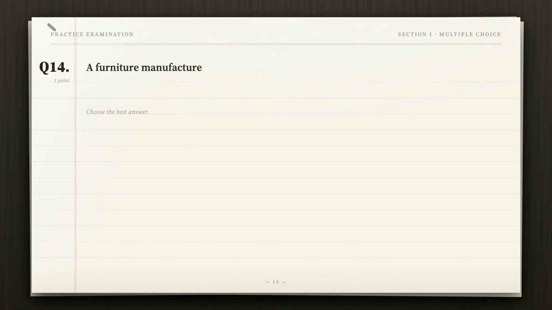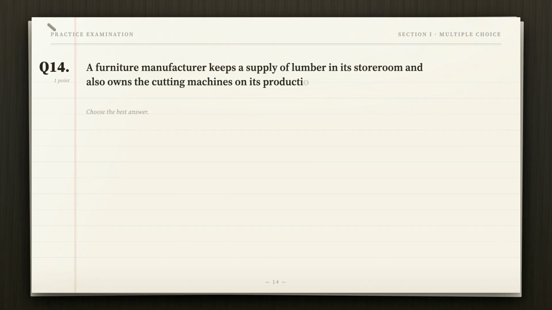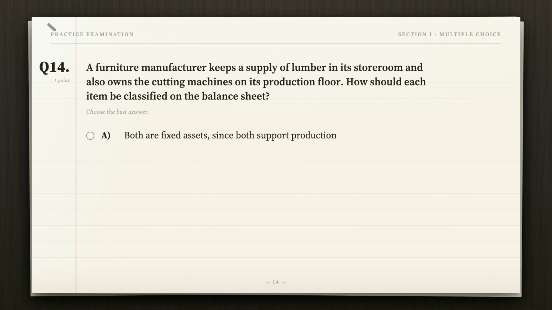Question 14. A furniture manufacturer keeps a supply of lumber in its storeroom and also owns the cutting machines on its production floor. How should each item be classified on the balance sheet? Your options are A. Both are fixed assets, since both support production. B. Both are current assets, since both are used in operations.